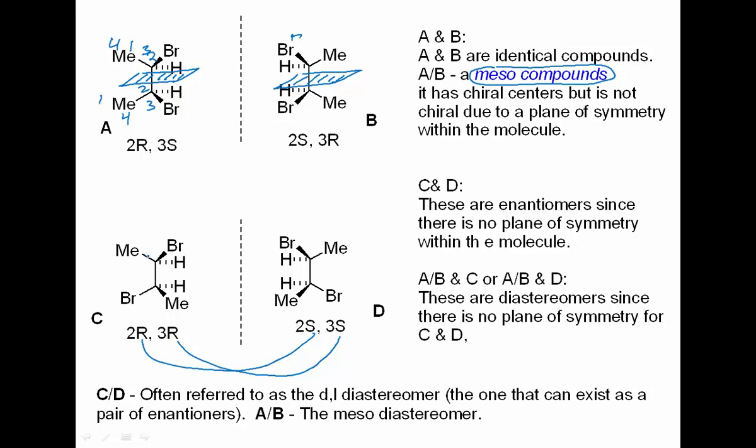If we look at the AB system, how does it relate to the C and D system? A and C are diastereomers, A and D are diastereomers. A and B, since they're identical compounds, it would be moot to do the same comparison with B.